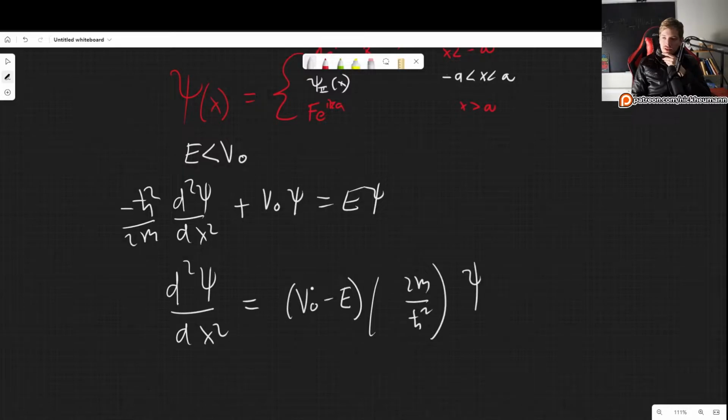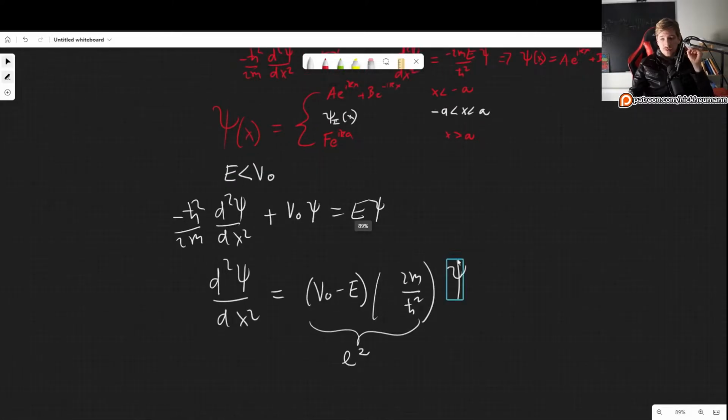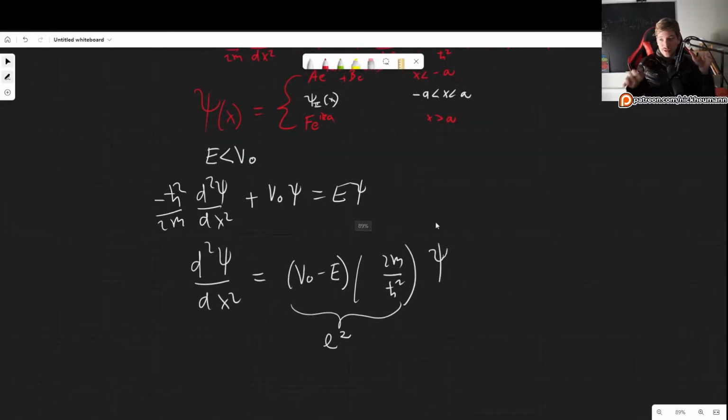Now notice, in this case, E is smaller than V0. And for that reason, this thing right here is going to be positive, right? So that means that there's not going to be any i coming anywhere. So we are going to define this thing as L squared. We can't really call it K again because it's not the same as before. That's a very common mistake. Pitfall alert: don't call this just K squared.